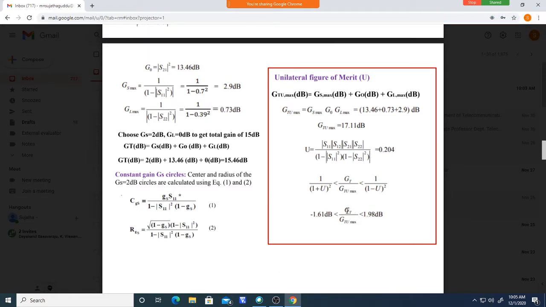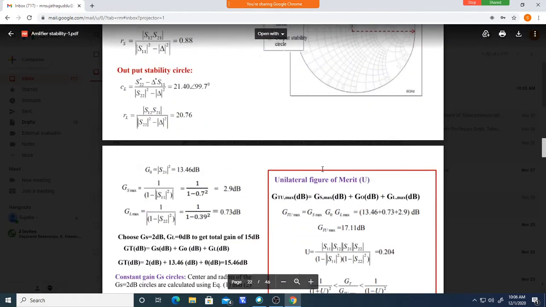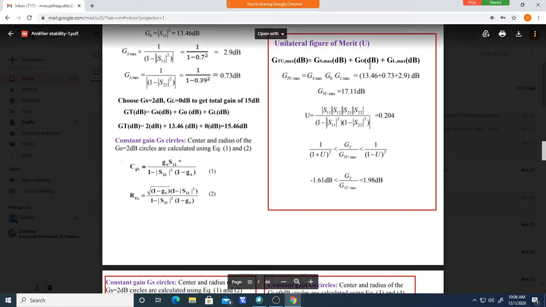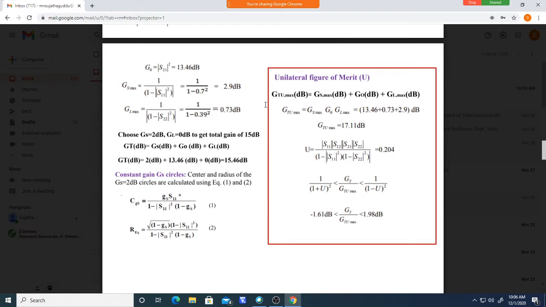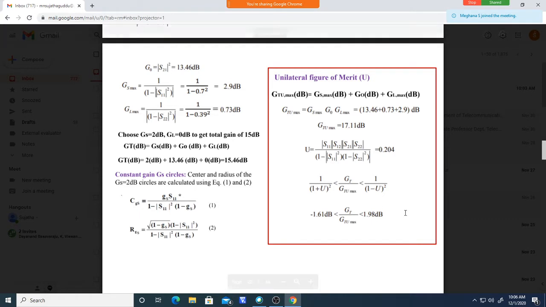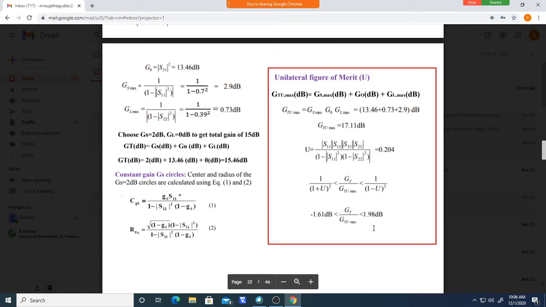GT is given in the problem, that is, whatever gain we are required to implement in the design. See, 15 dB, that is the GT here. And GTU maximum is from this equation: Gs maximum, Gl maximum, and G naught. Gs maximum and Gl maximum are the values for the unilateral case. So take these values and get a value. It should be within this range. That is the error limit we have to find out.